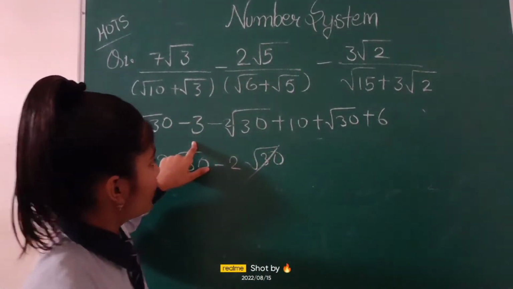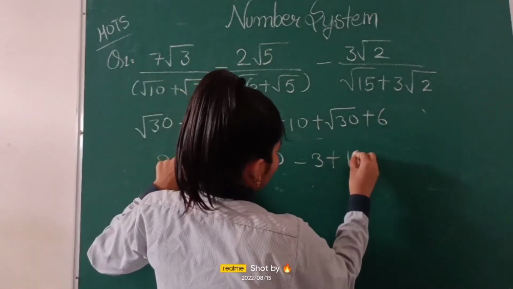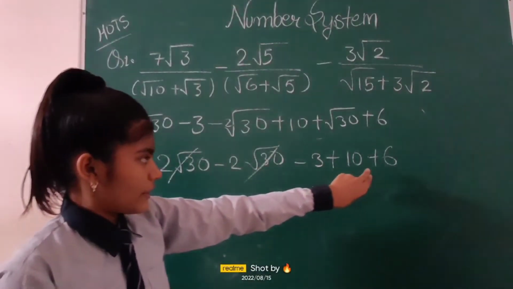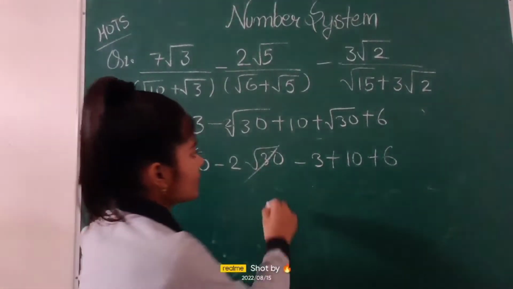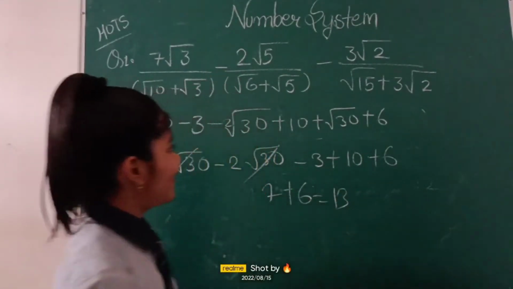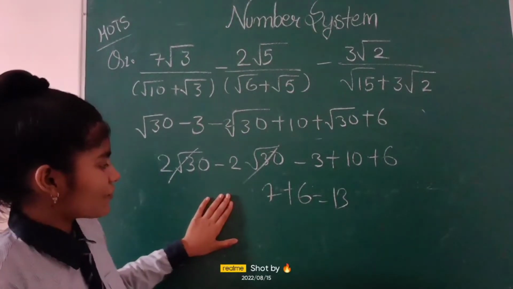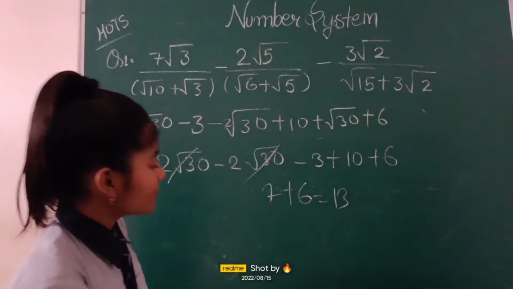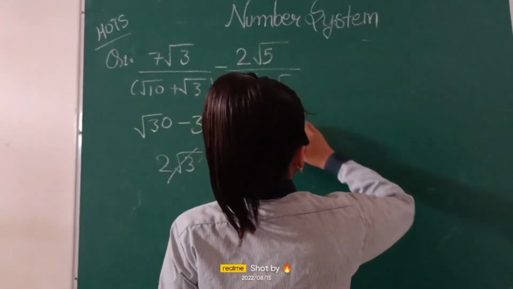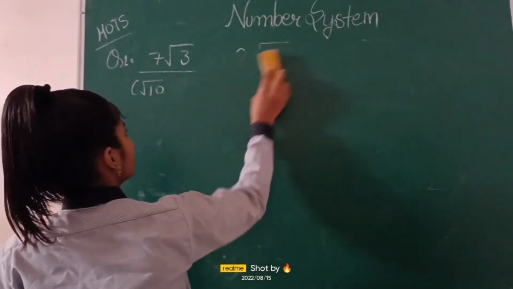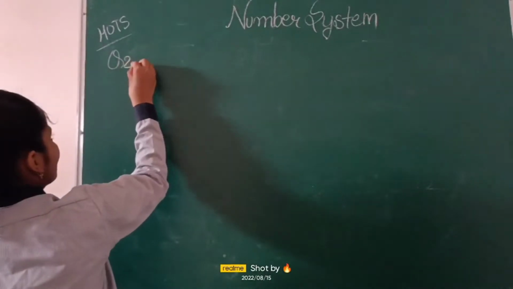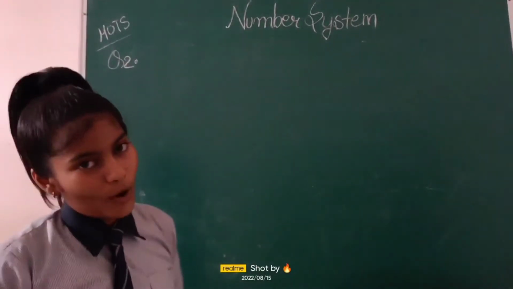Then we will be left here with minus 3 plus 10 plus 6. What is it? Minus 3 plus 10 plus 6. We will be left here with 7 plus 6, which is 13. Right? That's the answer of the problem which had been provided. Now, let's move to the next question and solve that. Now the key here to solve all these questions is just rationalizing and finding the required result.